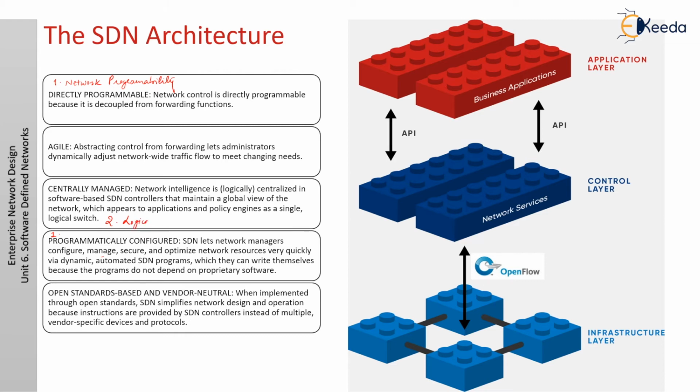Logically centralized intelligence and control. So inside that, a network intelligence is logically centralized in software-based SDN controllers that maintains a global view of the network which appears to applications and policy engines as a single logical switch. Fine. So SDN is built on logically centralized network topologies, which enables intelligent control and management of network resources.